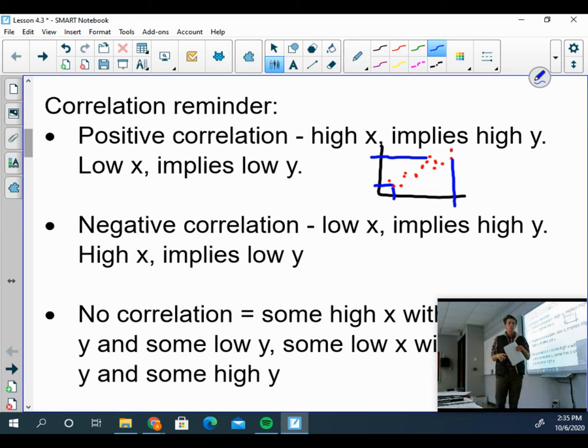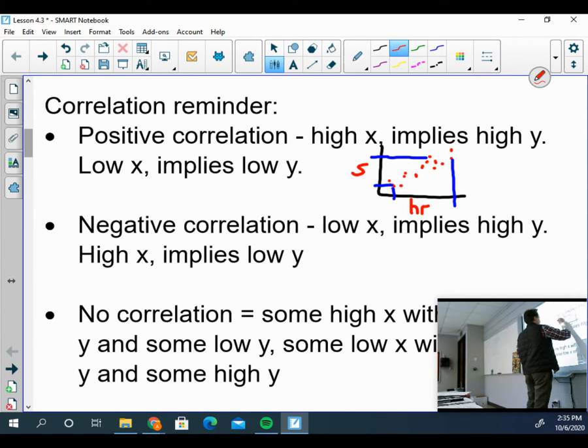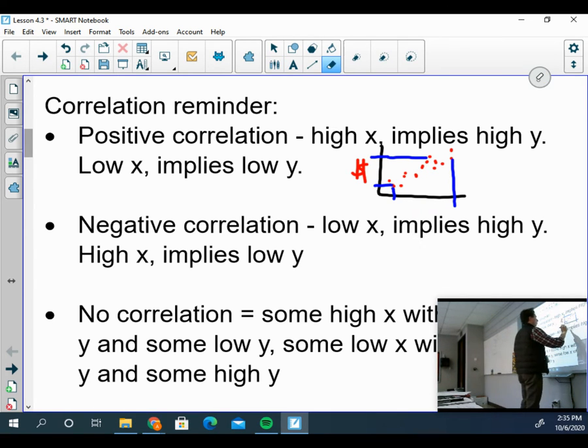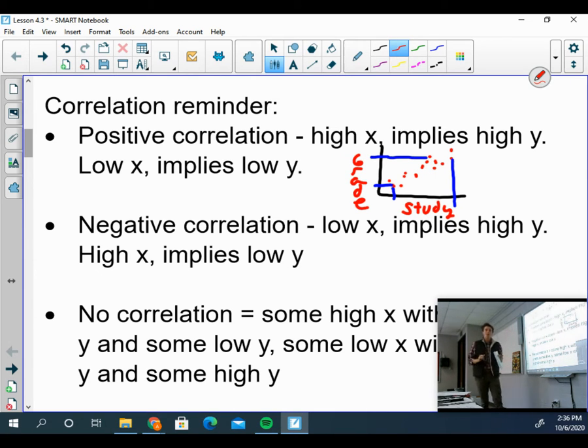The real world example you could think of is the amount of hours I work. Let's say this was hours I work and money I make. Okay, that would probably be closer to a direct relationship. You could also use the amount of time studying and the grades on a test. Okay, positive correlation. It doesn't mean there are never low X values or low values in one category, right? If you don't study much, you'll still get a low grade. It just implies that if one's low, the other's low, and if one is high, the other is high.